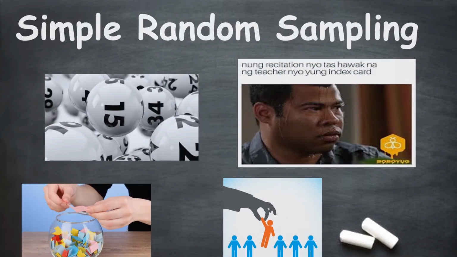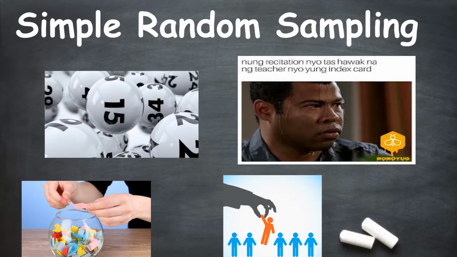The first random sampling that we're going to discuss is simple random sampling. When we say simple random sampling, this is the easiest sampling technique that we will use, since under this random sampling, we just use simple techniques in identifying or selecting the participants in the study.